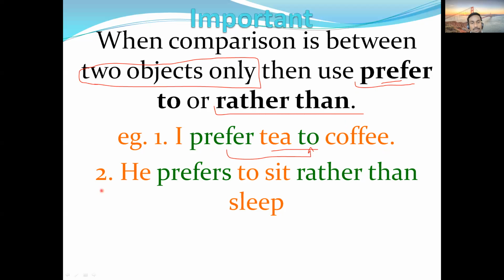And another example, he prefers to sit rather than sleep. Here also you can replace: I prefer tea rather than coffee, or he prefers to sit rather than sleep. Or again you can use to here, but instead of that rather than will be more suitable. He prefers to sit rather than sleep.